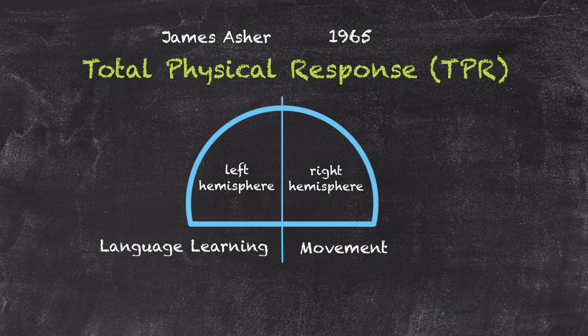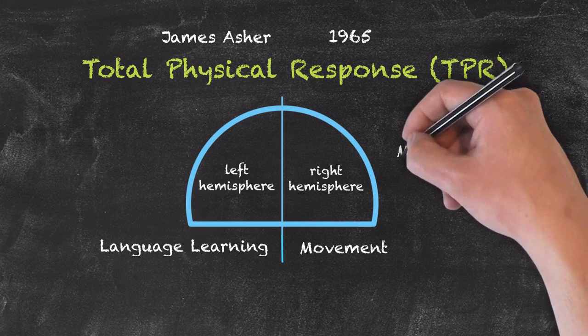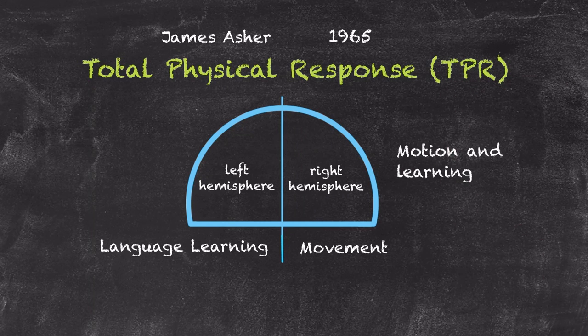And what Asher said was that when we are young, what we tend to do in the way in which we learn language is to use the whole of our brain, whereas formal schooling tends to only use half of it, only the left-hand side. So his idea was to try to introduce movement into the process of learning a language so that we're using the whole brain and therefore doubling the capacity of our learning within that process. So the use of motion and learning would be a fairly typical way of using total physical response.